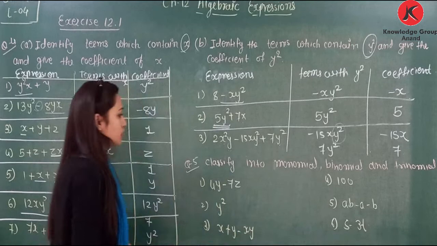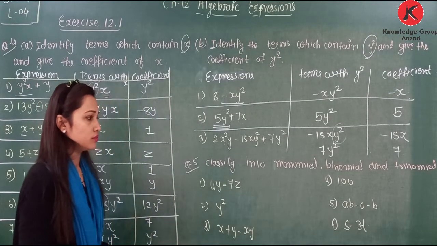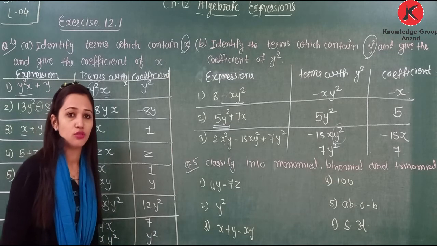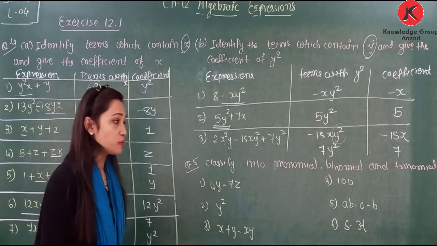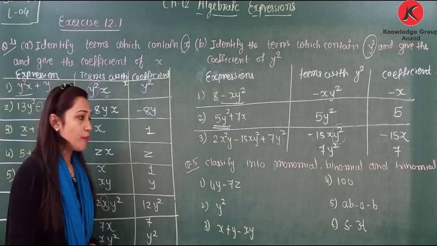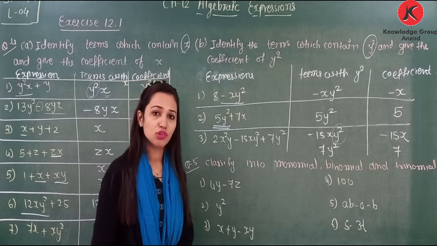Now next question, classify into monomial, binomial and trinomial. So expressions are given and you need to classify them as monomial, binomial or trinomial. Monomial means the expression with only one term. Binomial means expression with 2 terms and trinomial means expression with 3 terms.